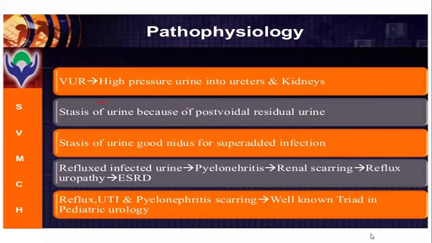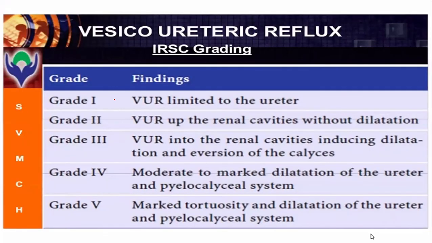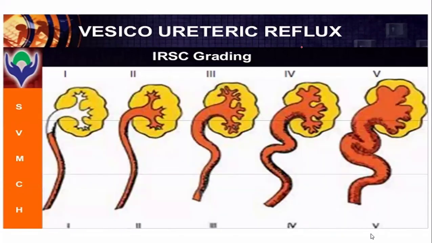Okay? So again, what are the grades? Important. Grade 1, limited to the ureter. Grade 2, up to the renal cavities without dilatation. Grade 3, there will be dilatation of the calyces. Grade 4, marked dilatation. Grade 5, tortuosity and dilatation of the ureter. So it is this way, doctor. Stage 1, if you let the patient void, the reflux would only be up to the ureter. If it goes further above to the renal pelvic-calyceal system, but the calyces are not yet dilated, only that it went up, that is stage 2.